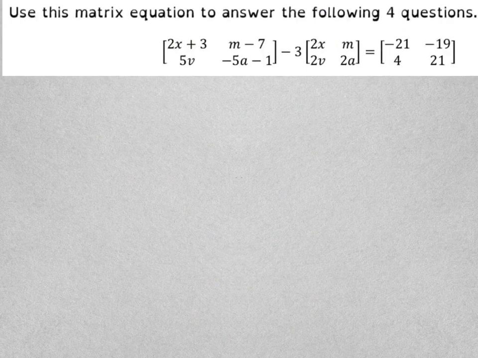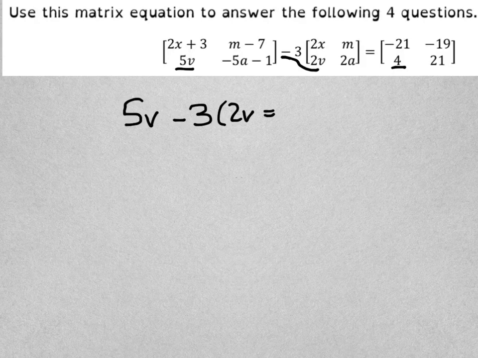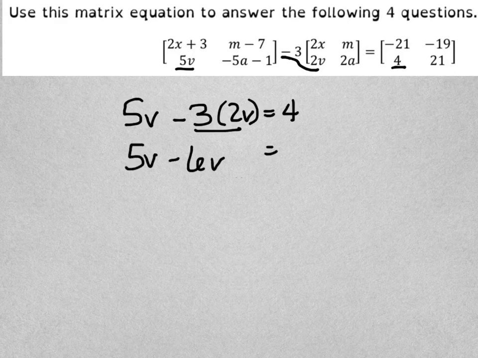And so the next one we'll be solving for v. And when we solve for v, these are the numbers we'll be using. So 5v minus 3 times 2v equals 4. Step 1 is going to be multiplying those two out. So 5v minus 6v equals positive 4.